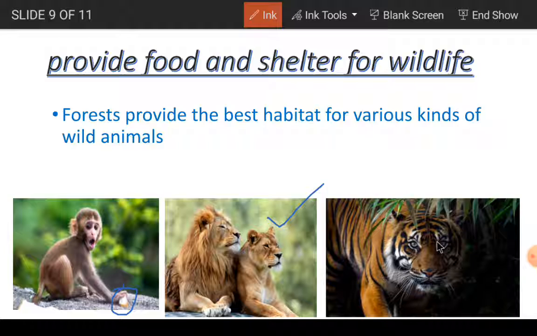Tiger is hunting. Oh my god. So we can say forest, they provide the best habitat for various kinds of wild animals. So it's a very best habitat for wild animals. A large variety of plants grow in this forest.